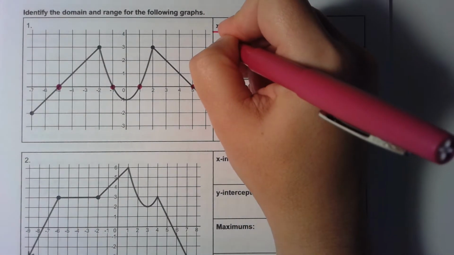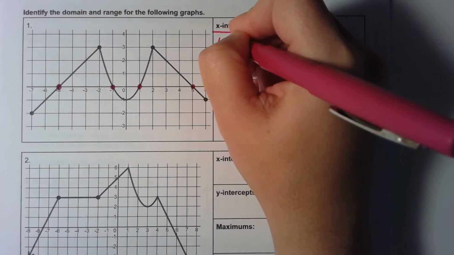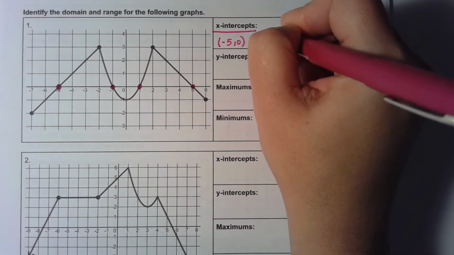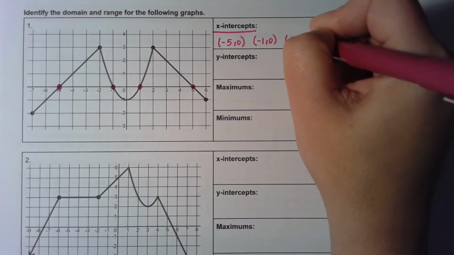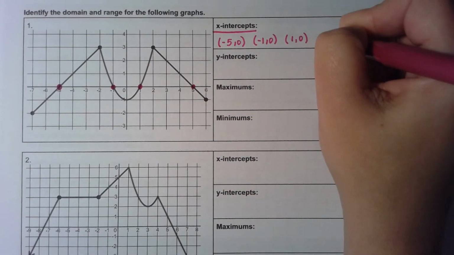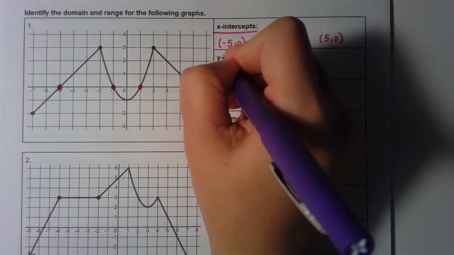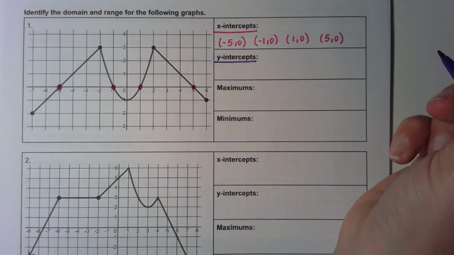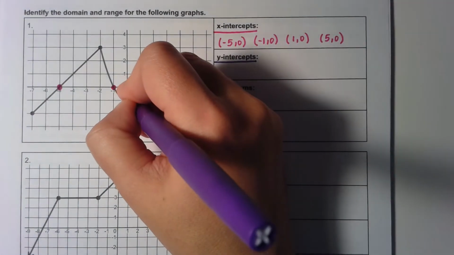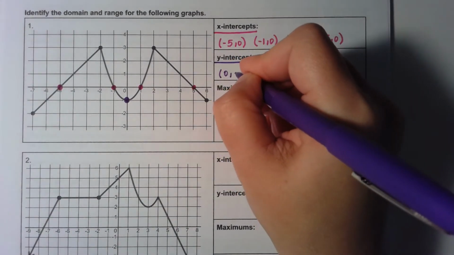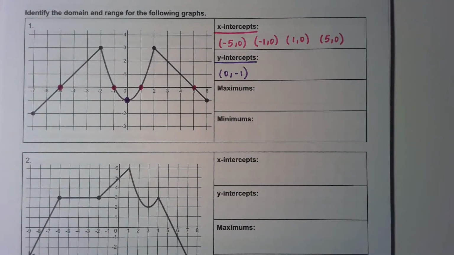That means that I need to list 4 points. So (-5, 0), (-1, 0), (1, 0), and (5, 0) would be my 4 x-intercepts. My y-intercepts are going to be the places where the graph crosses the y-axis, and there's only going to be one of those on this graph right here, which is going to be the point (0, -1).